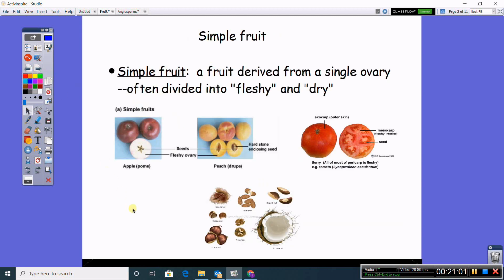All right. So a lot of the fruit that we learn about today is going to be simple fruit, which means it's fruit derived from a single ovary. And then usually simple fruit can be divided into 2 other categories, which is fleshy and dry. So when you think about eating fruit, you are normally consuming fleshy fruit. Dry fruit is a lot of your nuts and things, or grains even, that you don't consider fruit, but they still technically are fruit. So let's talk about some categories of simple fruit.